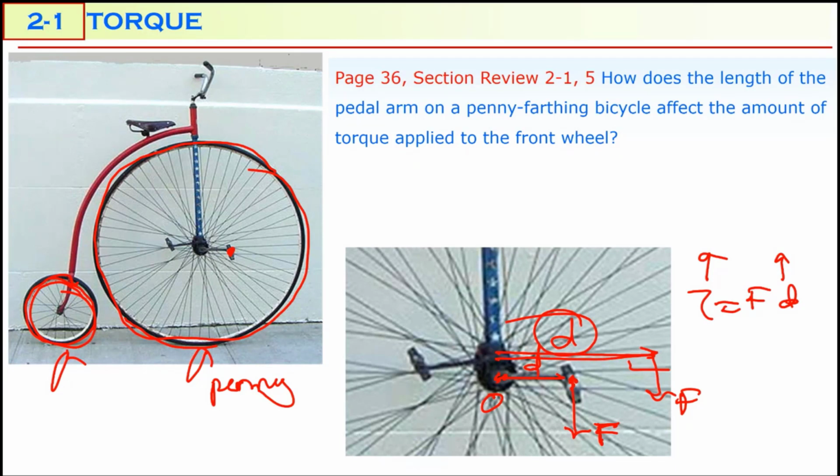But if you make the pedal arm shorter, then d decreases. Decreasing d causes torque to decrease. So this is the answer to this question. If you make the pedal arm longer, torque increases. If you make the pedal arm shorter, torque decreases. This is the section question.